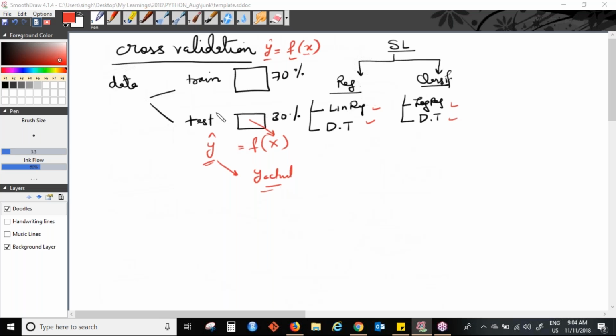Are we missing something here when we do this train and test split, and when we build our model on the training data, and then apply that model to predict on the test data, and then compare the predictions with the actual value to find out how good the model is or how bad the model is? Is there something wrong with this approach?